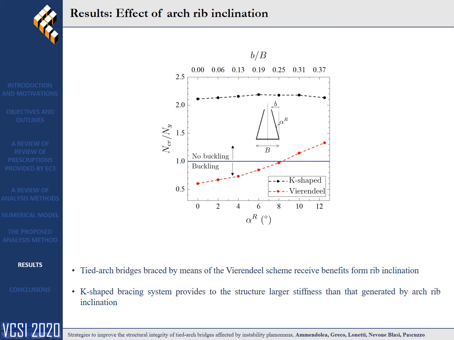In particular, the critical axial force keeps constant and equal to 2.1. A possible explanation for this might be that the K-shaped bracing system stiffens the ribs so much as to make irrelevant the stiffness provided by the arc rib inclination.